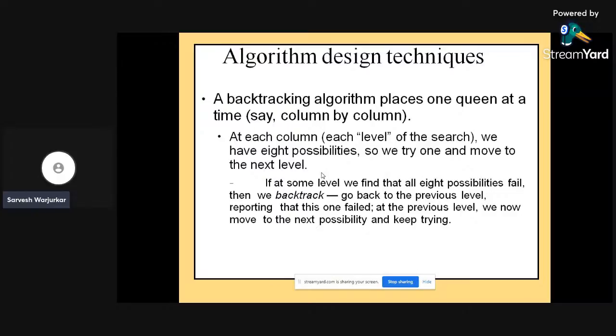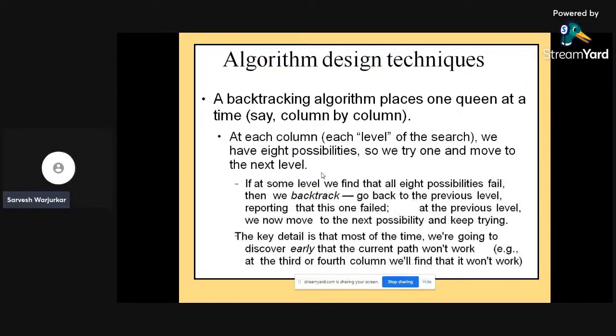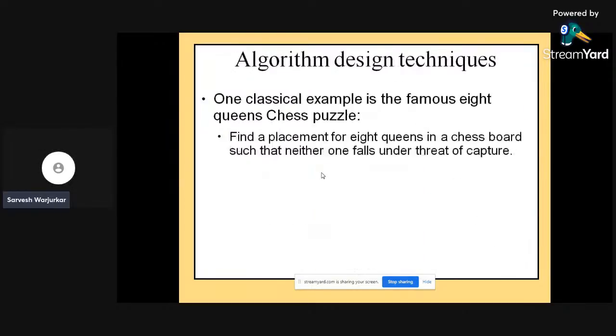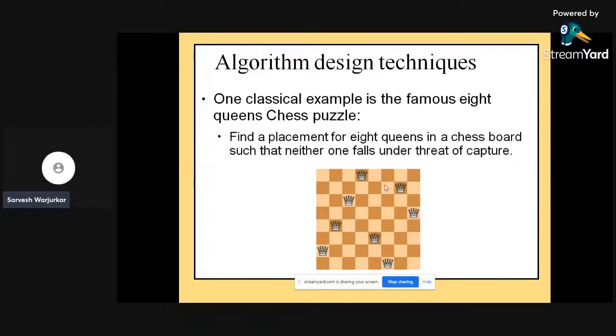When you get the final answer, that will be your final position. This is the key detail: most of the time we discover early that the current path does not work. For example, at the third and fourth column, we find that it won't work. In that case, we need to change the position of the firstly placed queen, which you have already placed in the first row or first column.